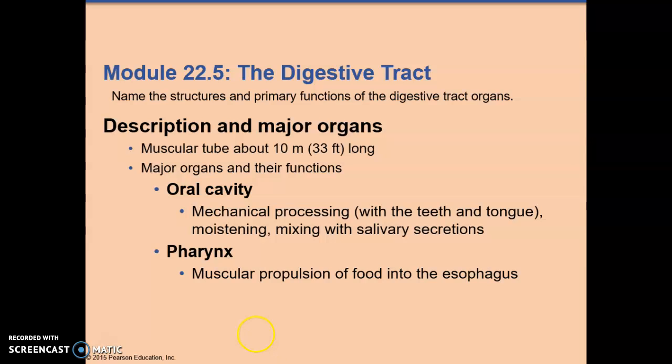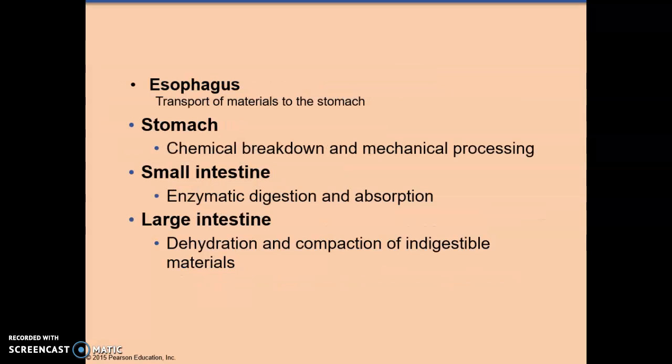It's a very long tube, about 10 meters long, and it begins in the oral cavity where there is mechanical breakup of the food, moistening of the food with saliva, and mixing with the salivary secretions to begin the breakdown of carbohydrates. The next part is the pharynx, which is the throat, and the pharynx has three parts, and in terms of food, only the oropharynx and laryngopharynx are important.